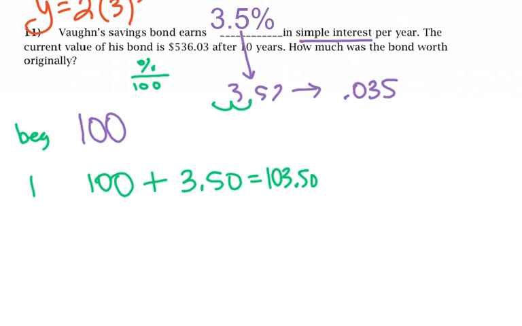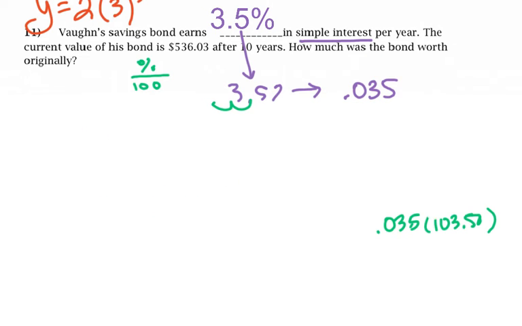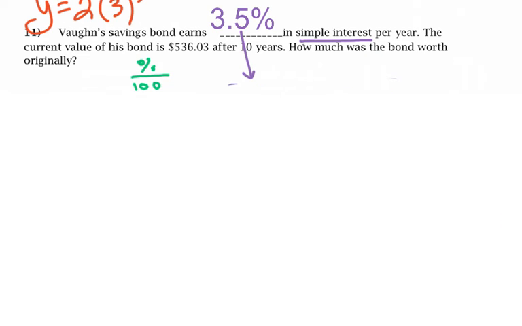And then the next year, I'm going to get to keep the $103.50, plus I'm going to get another 3.5%, so 0.035. But this time, I'm going to do 0.035 of 103.50. And so that's going to be different. So every time I'm adding on something new, that's how interest is going to be working. So for right now, simple interest is just very simple. We're just adding on basically the same percent every year.